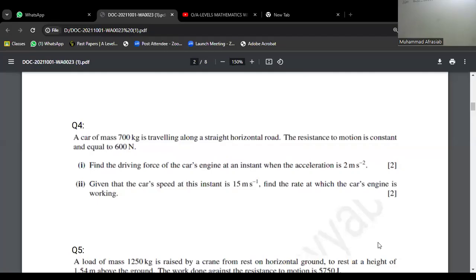Question number 4. A car of mass 700 kg is traveling along a straight horizontal road. The resistance to the motion is constant and equals 600 Newton. Part 1: Find the driving force of the car engine at the instant when the acceleration is 2 meters per second squared. Part 2: Given that the car speed at that instant is 15 meters per second, find the rate at which the car engine is working.